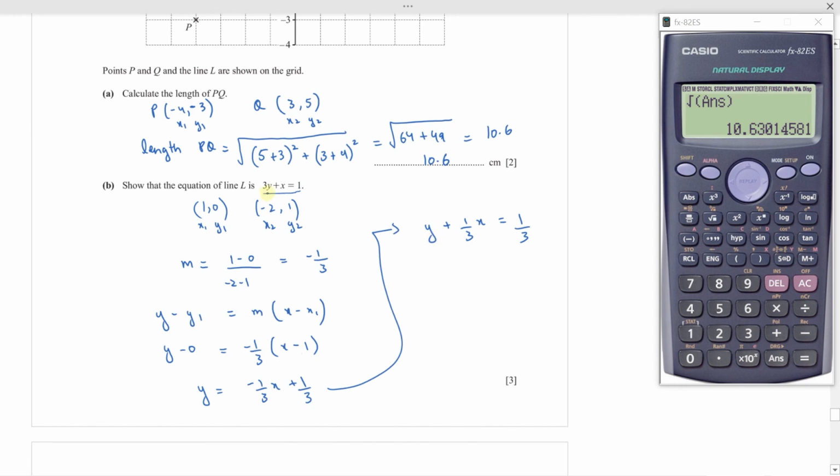So in the given equation, in the question, you have 3y plus x equals 1. So you have y here, 1 by 3 here, and 1 by 3 here. If I multiply by 3 on both sides of the equation, I will get this form. So 3 into y will give me 3y, plus x, and 3 into 1 by 3 will be 1. So you can get this form that is given in the question: 3y plus x equals 1. So that's how you will show that the equation of this line L is 3y plus x equals 1.